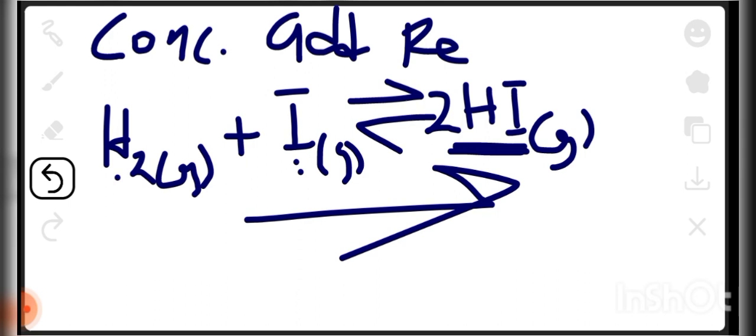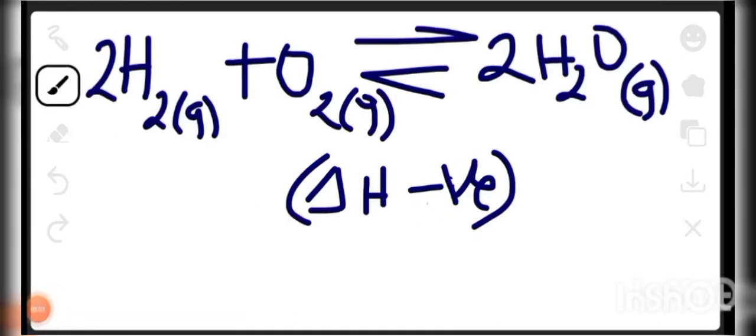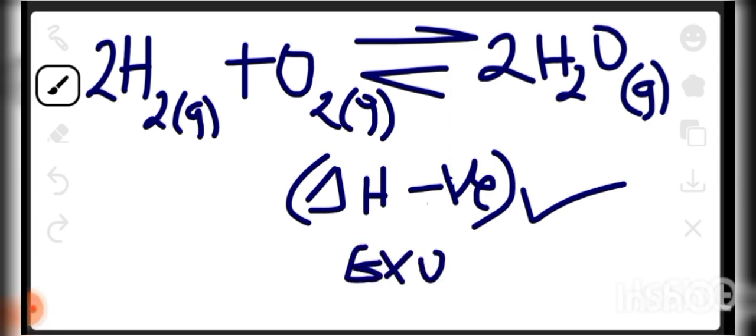So lastly, let me use one question to just illustrate everything, then we are good to go. Now let's look at this particular reaction. Delta H is negative, which shows us that the reaction is exothermic. Now for this exothermic reaction, for temperature change first, if I increase the temperature, where will the equilibrium position shift to? It will shift to the left because it's exothermic. Then if you decrease temperature, the equilibrium position will shift to the right. So please take note of that.